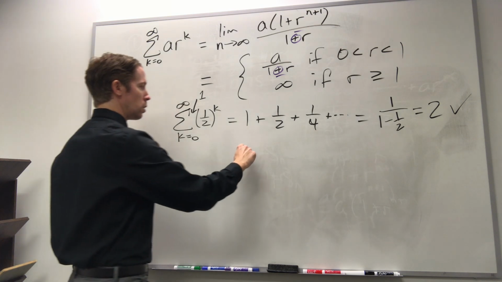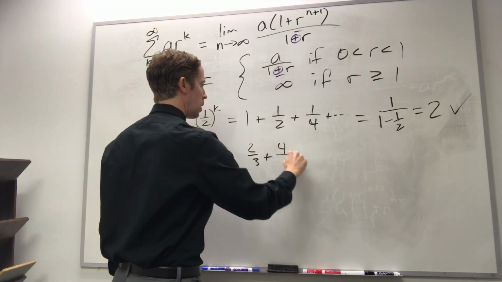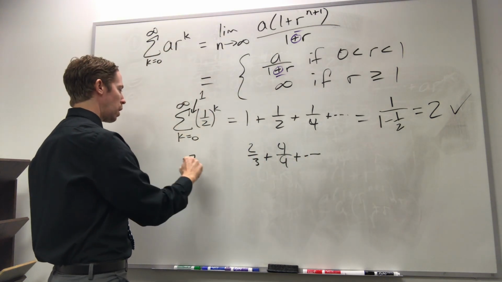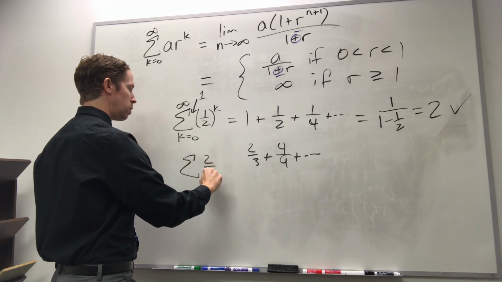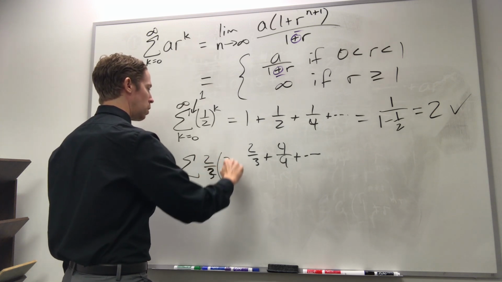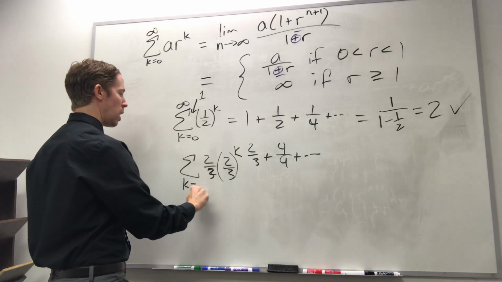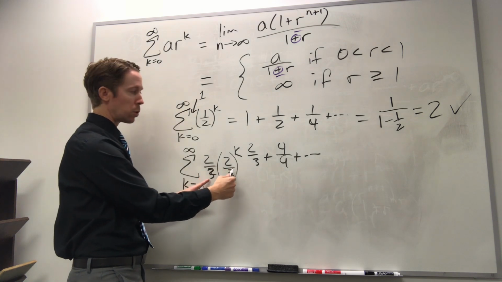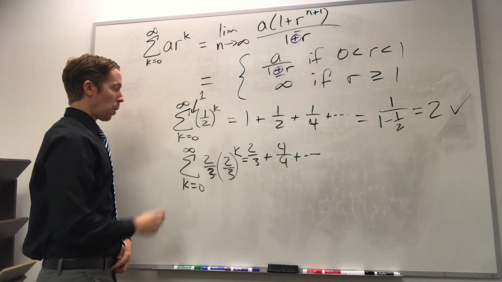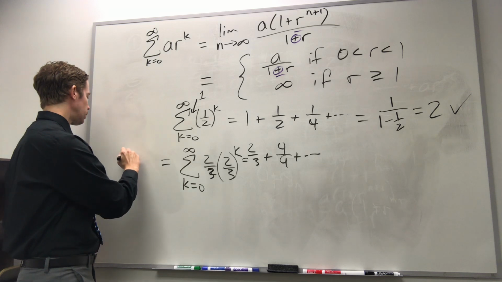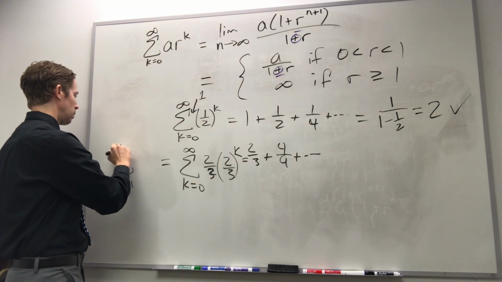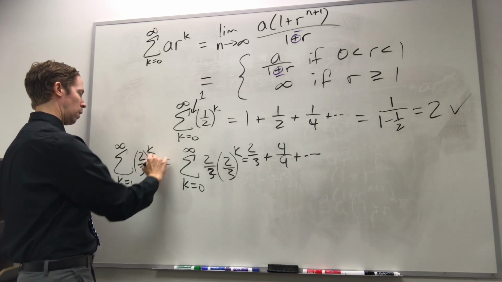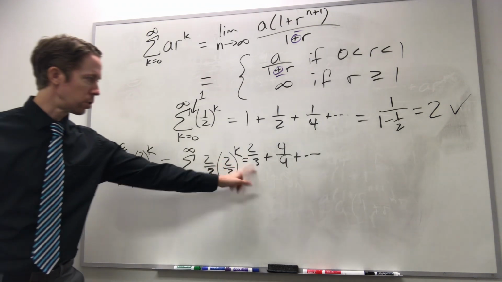The other one was 2/3 plus 4/9, and so on. There are a couple of different ways to write this. I could write this as 2/3 times 2/3 to the k, and start k at 0. So that when k equals 0, this says 2/3 times 1, so it's here. Or I could start this at k equals 1. So this would say 2/3 to the k. I'm starting at k equals 1, so I start with the 2/3.